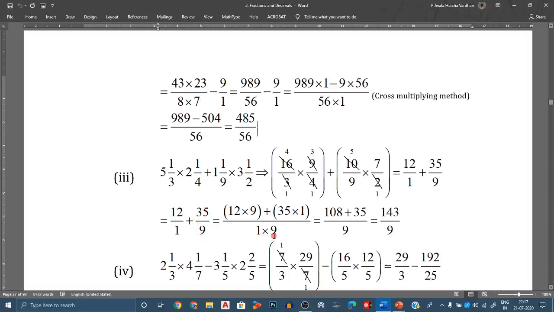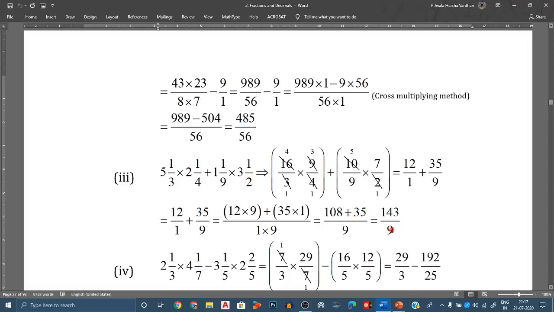So it's easy for you. If you do the LCM also, you will get the same numbers. Okay, 12 9s are 108 plus 35 by 1 9s are 9. So 143 by 9. If you divide this, you can get the answer in the form of a mixed fraction.